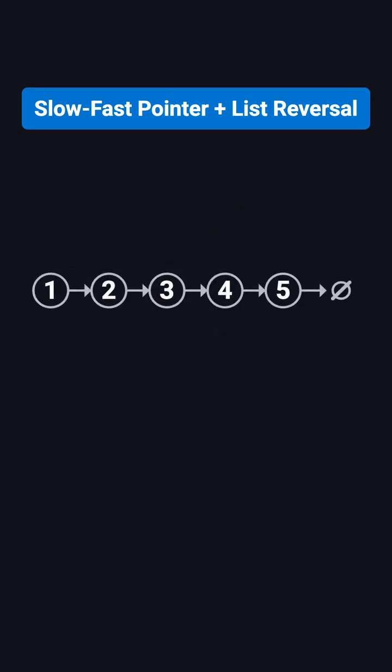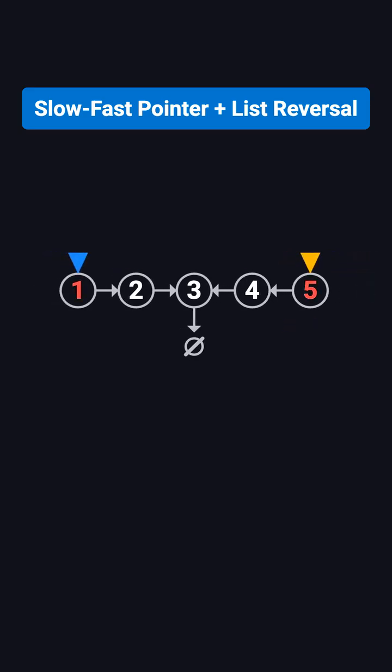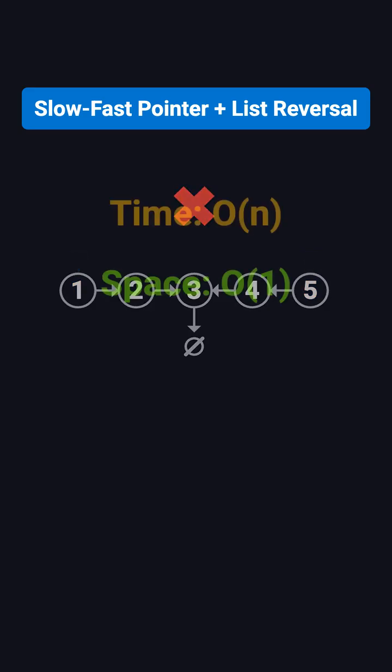Now let's look at a non-palindrome example. 1, 2, 3, 4, 5. The middle is 3. Reverse the second half, and you get 5, 4, 3. Comparing the halves, 1, 2 does not match 5, 4, 3, so it's not a palindrome. This approach still runs in O(n) time, but the space complexity is reduced to O(1), making it more efficient.